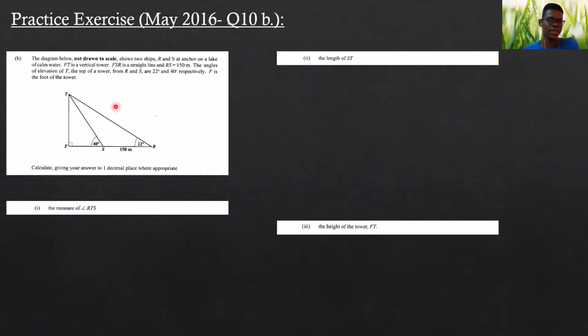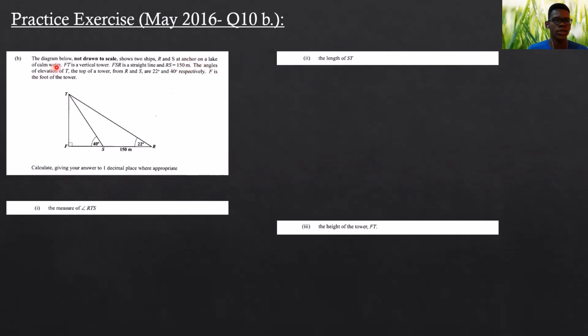So you can read the question. It says the diagram below, not drawn to scale, shows two ships, R and S. R and S are two ships at an anchor on a lake of calm water, so we expect they're not moving. FT is a vertical tower, FSR is a straight line, and the length of RS is 150 meters.